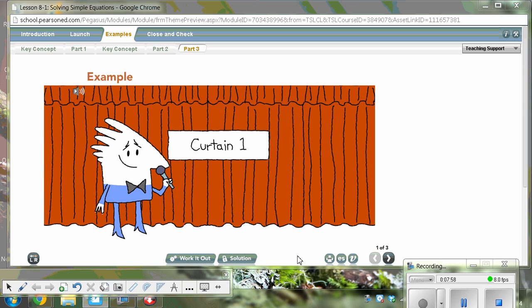Let's play. One of these things is not like the others. For each screen, three statements have the same solution. Cross out the one statement that has a different solution. Let's see what's behind the first curtain.